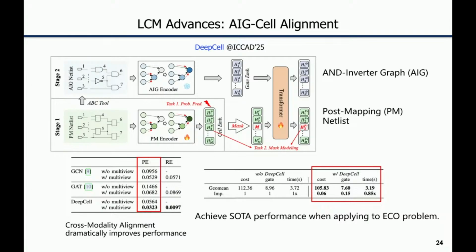And recently, earlier we talked about DeepGate, we do the AND-inverter netlist, and we do alignment between the pre-mapping and post-mapping netlists. The alignment is very simple: you have a circuit netlist that is pre-mapped and the other one that is technically mapped. You can mask one part and use the other part to restore it. If you can do this successfully, it means your representation understands the mapping relationship between the pre-mapping AIG netlist and the post-mapping netlist. You can see this cross-modality alignment improves the representation capability, and we apply it to an EDA problem called ECO, the engineering change order, reducing the ECO cost on this benchmark by about 15%.